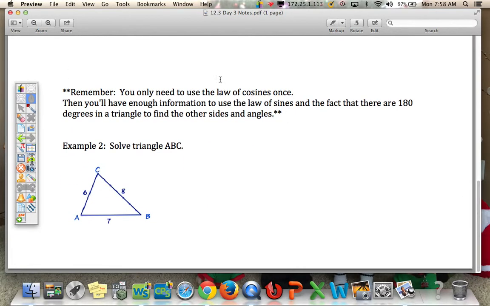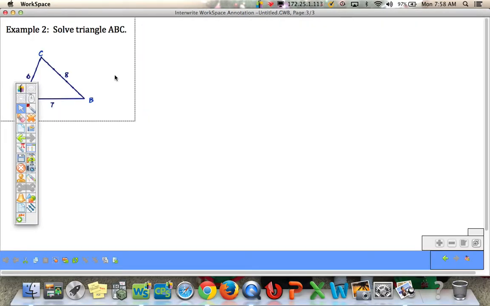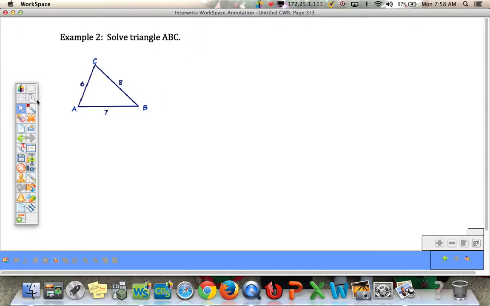Again, hint, you only need to use law of cosines once. Then you'll have enough information to use the law of sines and the fact that there's 180 degrees in a triangle to find the other sides and the angles. So let's do one more. Solve for triangle ABC. This is side, side, side, so we have to use law of cosines first. You can pick what angle you want to solve for first.